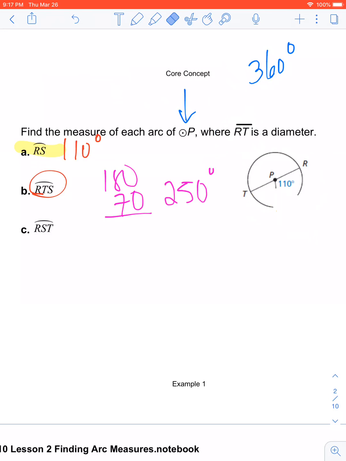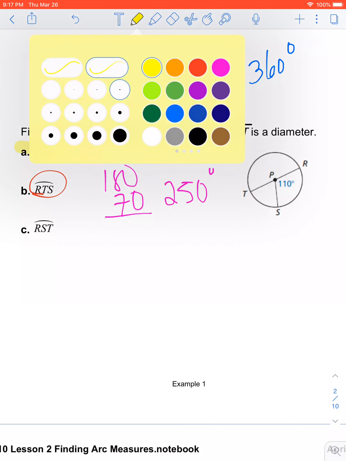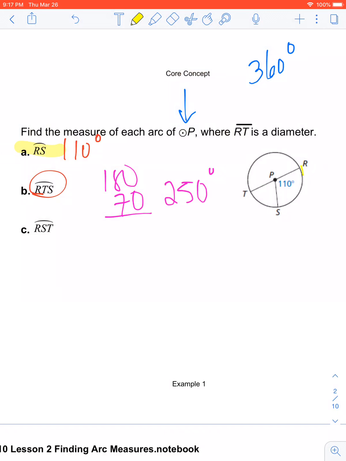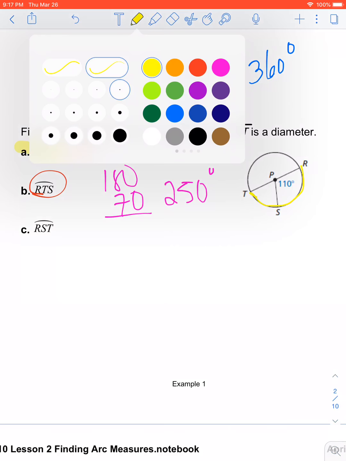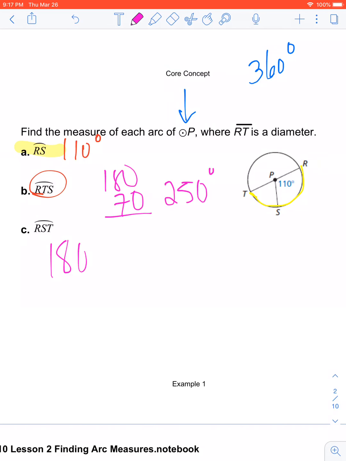All right, now let's do C. On C, they want us to find arc RST, and since that's a half a circle, that is 180 degrees.